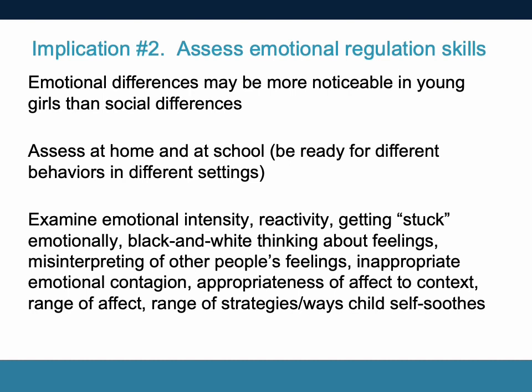Some of those include exaggerated emotional intensity, going from 0 to 60 very, very quickly, but then also categorically stopping that high emotion and jumping into a different emotional state, almost as if these are discontinuous emotional experiences. Parents often report high levels of reactivity, some of which doesn't seem to make a lot of logical sense, or getting stuck emotionally on something and having a hard time moving through it. There can be a lot of black and white thinking about their own feelings or other people's feelings, a misunderstanding, as with boys, of course, that you can't have more than one feeling at a time, for example.